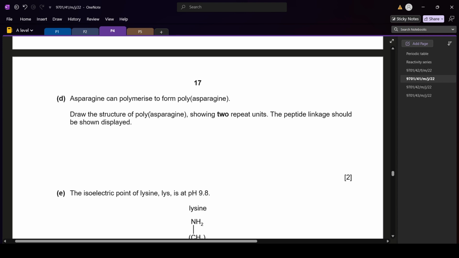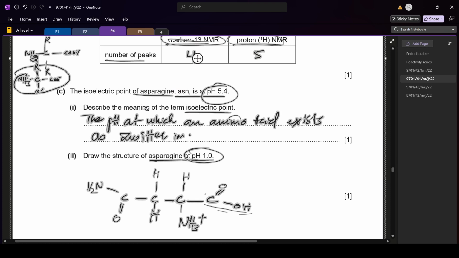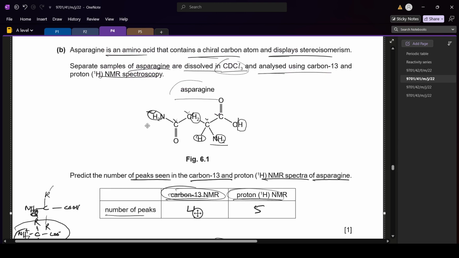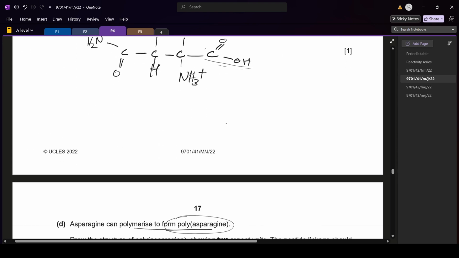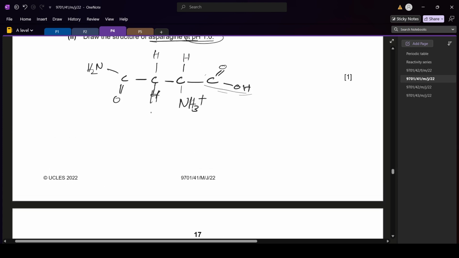Part D, asparagine can polymerize to form polyasparagine. Okay, draw the structure of polyasparagine showing two repeat units. The peptide linkage should be shown. Okay, so this could form a polyamide, because you can see that there is an amine group and a carboxylic group. Okay, so this can form a polyamide. Okay, and what will be the structure of this polymer?